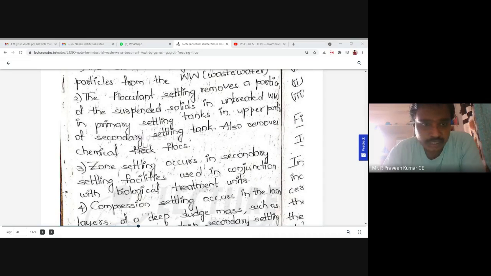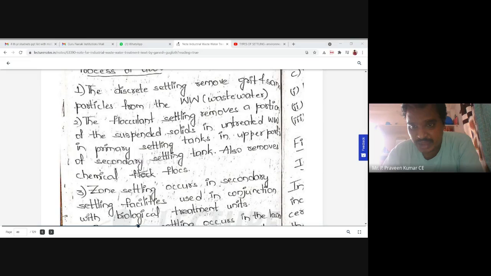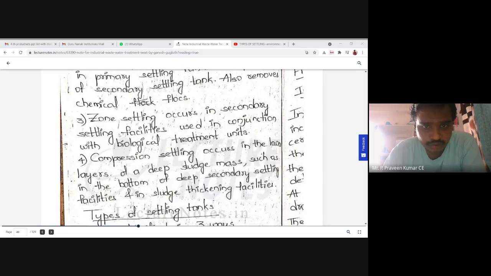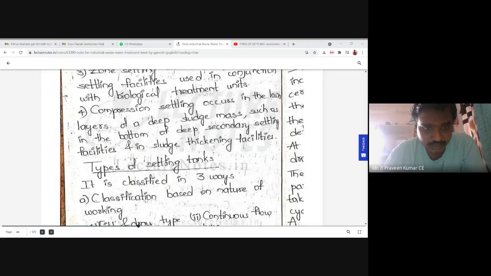In primary settling tanks, and in the upper portion of secondary settling tanks, it also removes chemical floc. Whatever bacteria come in here will be settled. That is nothing but flocculent settling. Zone settling occurs in secondary settling facilities used in conjunction with biological treatment units. This zone settling and compression settling come under the biological treatment process. When we go to the next treatment, that is nothing but biological treatment, at that time you can understand how the particles settle in zone settling and compression settling in the sedimentation process.